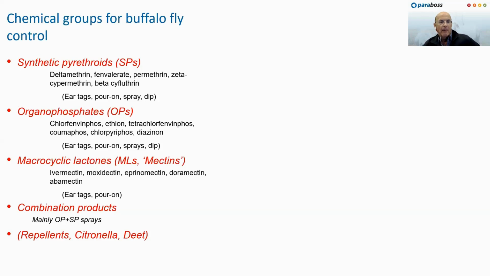Organophosphates, and macrocyclic lactones, the so-called MLs or mectins, and they're pretty much only in ear tags or pour-ons. And then we have just a couple of combination products which have both OPs and SPs, but they're mainly sprays. And there are a couple of products which have repellents like DEET and dust, which are more registered for treatment of individual animals, perhaps some bulls or horses where they become infected.